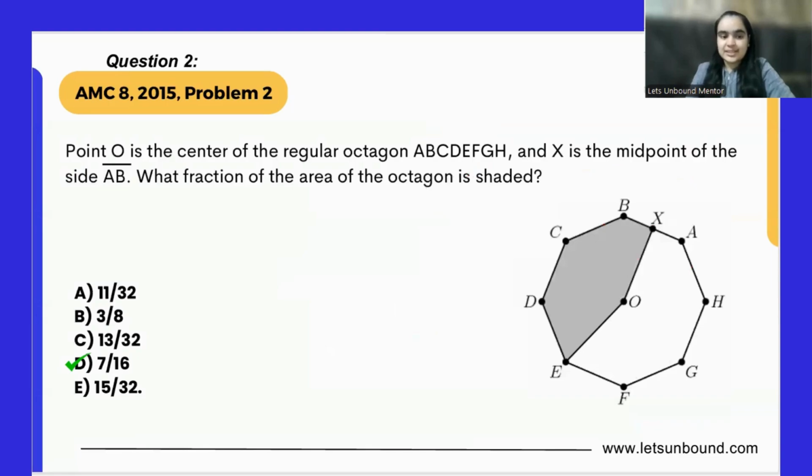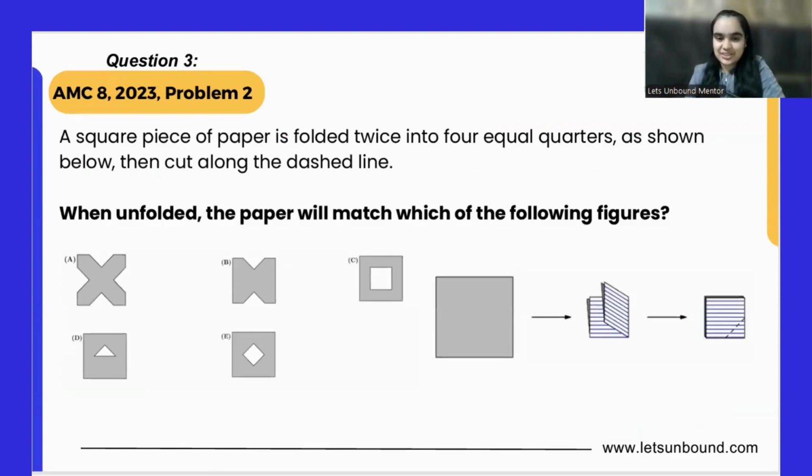So yes, option D was correct, 7/16, right? So any of the ways you can apply, whatever is easy for you, to find out this answer. Okay, moving on to our third question, very interesting and easy. So this came as a second question in AMC 8 2023 exam.